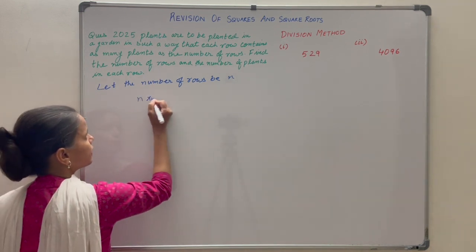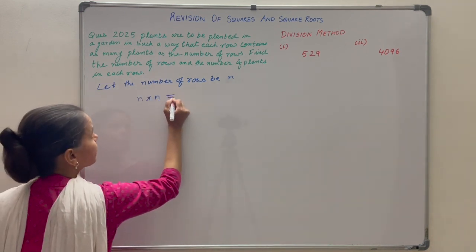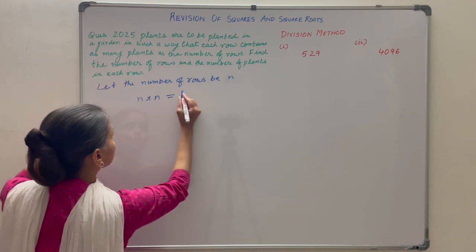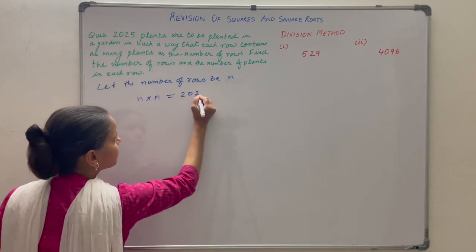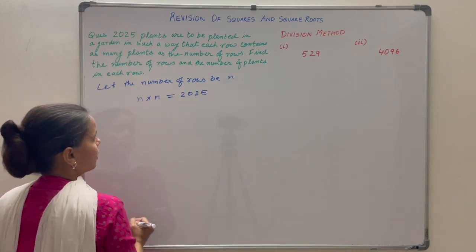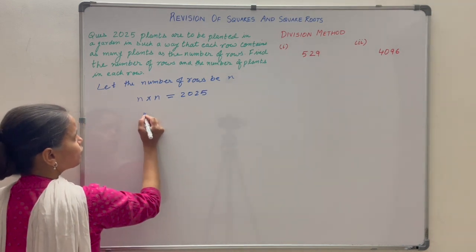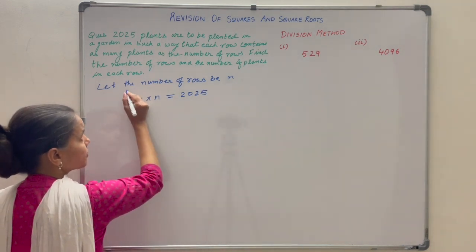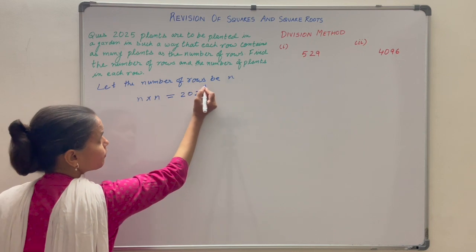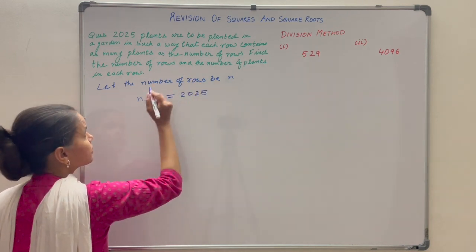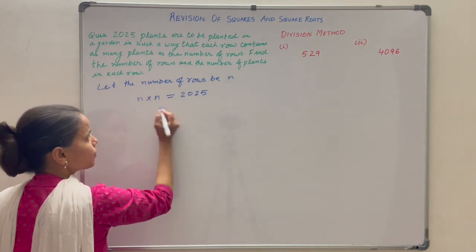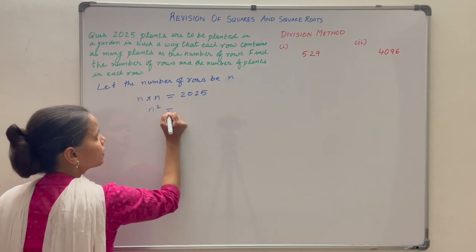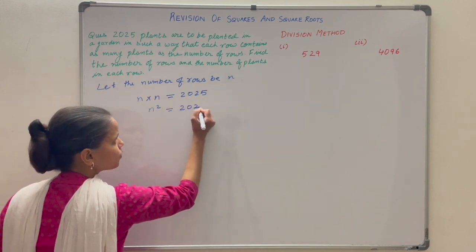N into n is the total number of plants which they have given to you, 2025. 25 plants, you need to arrange it. So you need to find out the value of n here, because that is what you have to find out, the number of rows and the number of plants in each row. So n into n is n square, that is 2025.